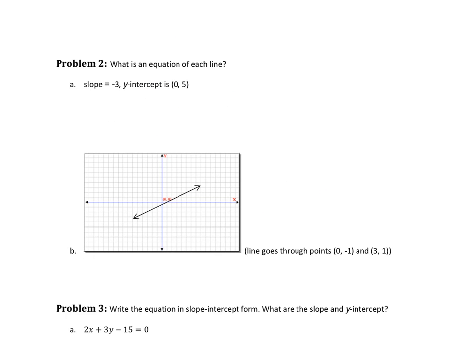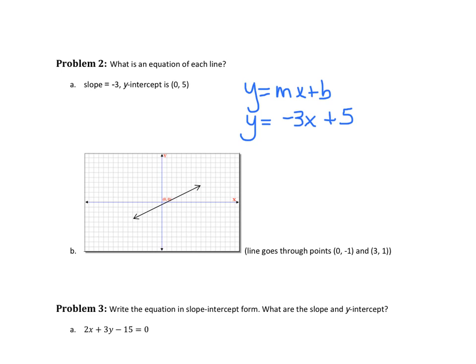Okay, so for problem 3 here, it says what is the equation of each line? In part A, they give you the slope, negative 3, and they also give you the y-intercept. It's the ordered pair 0, 5, so that's our b value. So if you go back to your standard slope-intercept form, y equals mx plus b, I'm going to replace m with my slope of negative 3 and b with my y-intercept of 5. So the equation is y equals negative 3x plus 5.